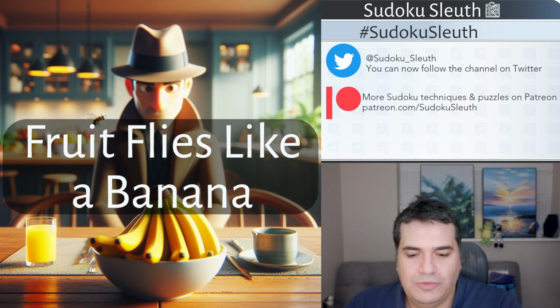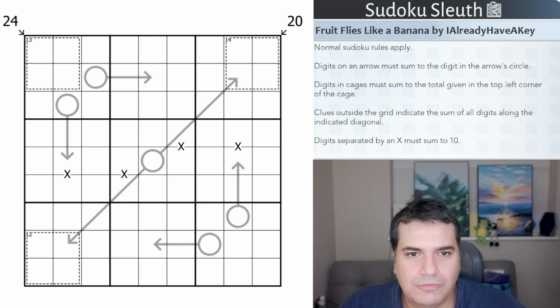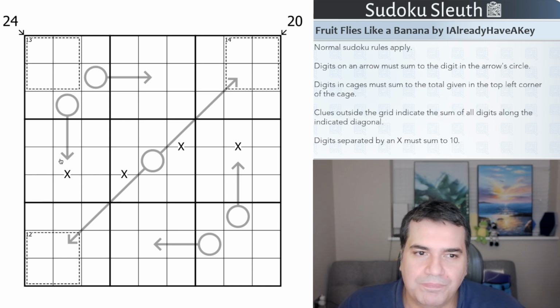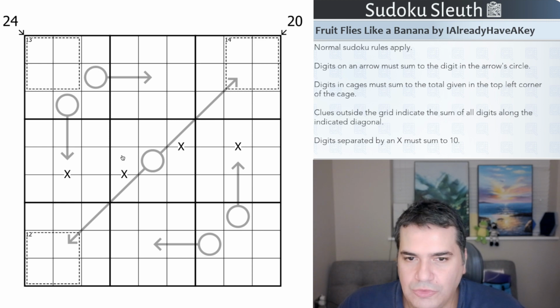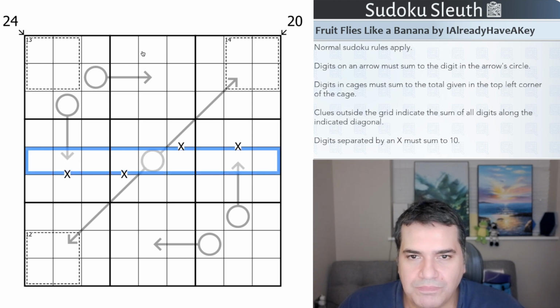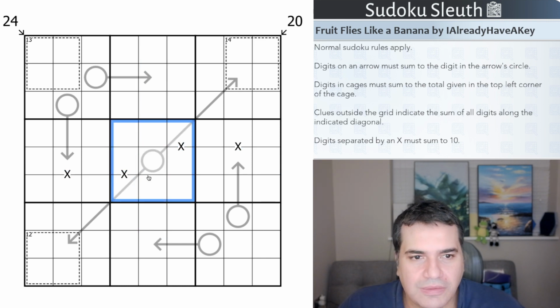Let's take a look at today's puzzle. So, Fruit Flies Like a Banana by IAlreadyHaveAKey. Still absolutely love this handle. And quite refreshing to have rules that can all appear on the screen at once and be somewhat legible for you phone users as well. Well, rule sets. Normal Sudoku rules apply. That means place the digits 1 to 9 once each in every row, in every column, and in every 3x3 box. This is why we're all here.